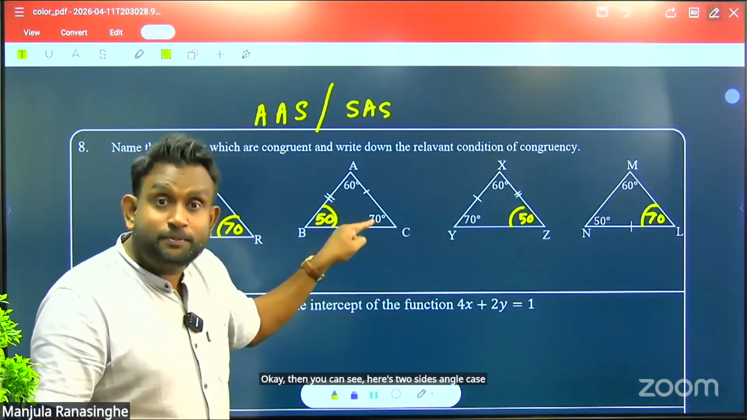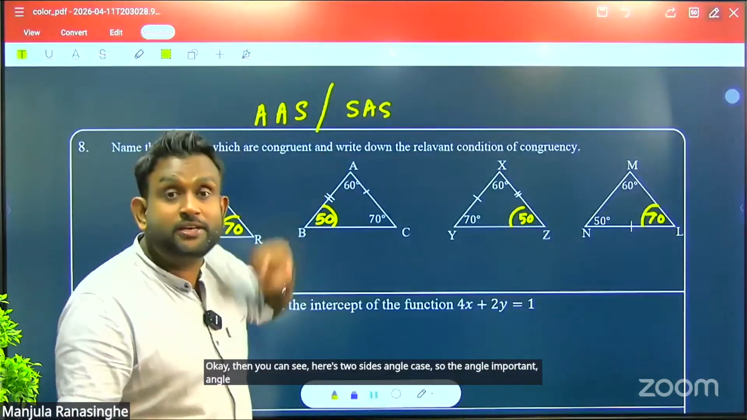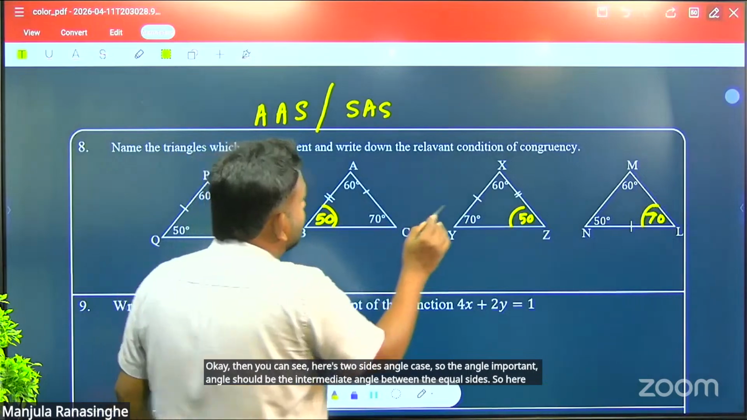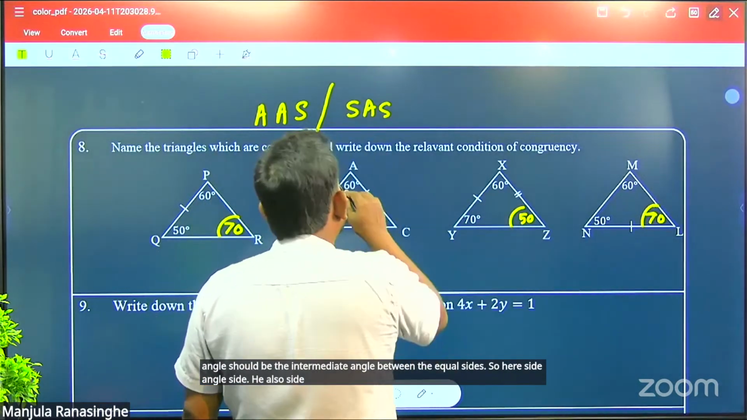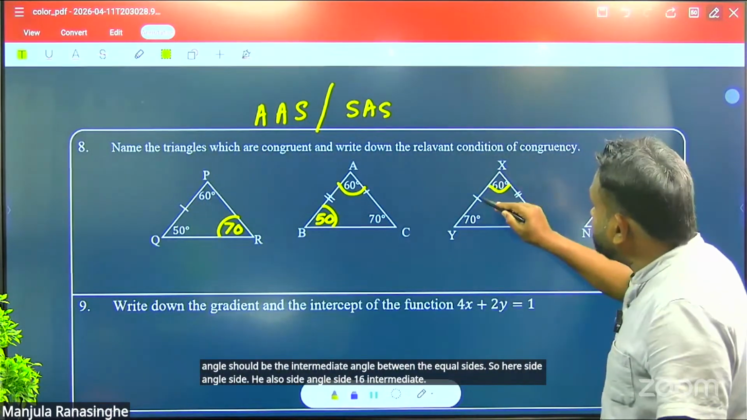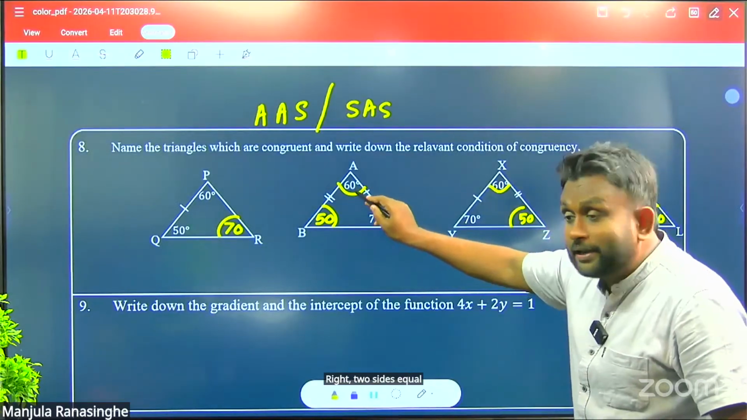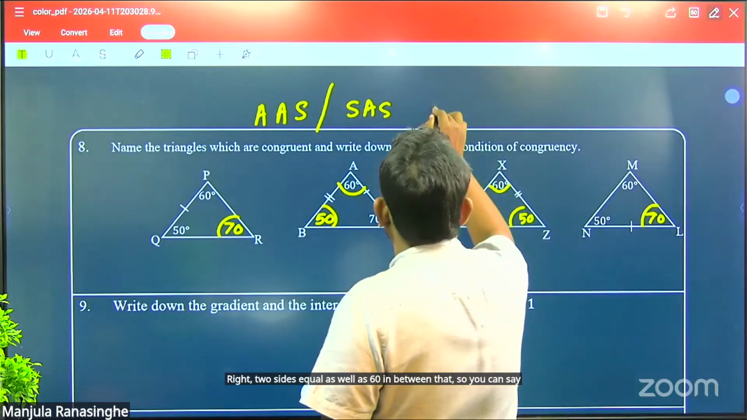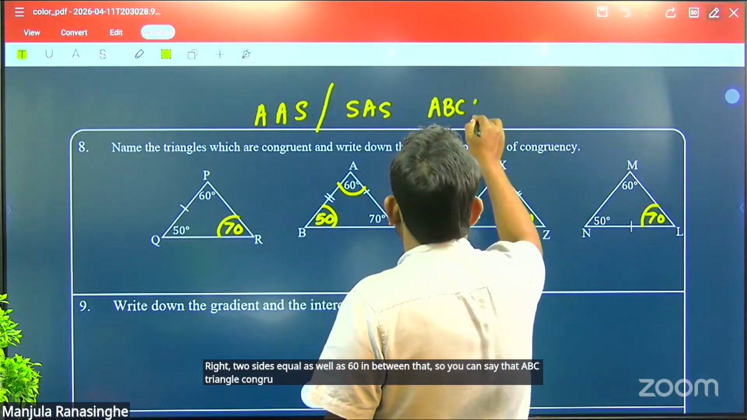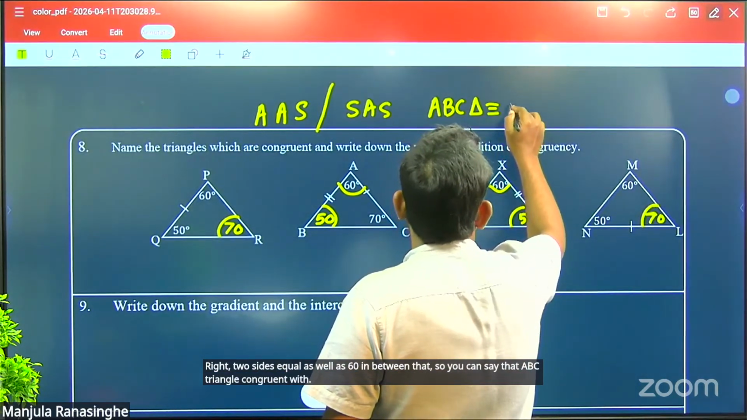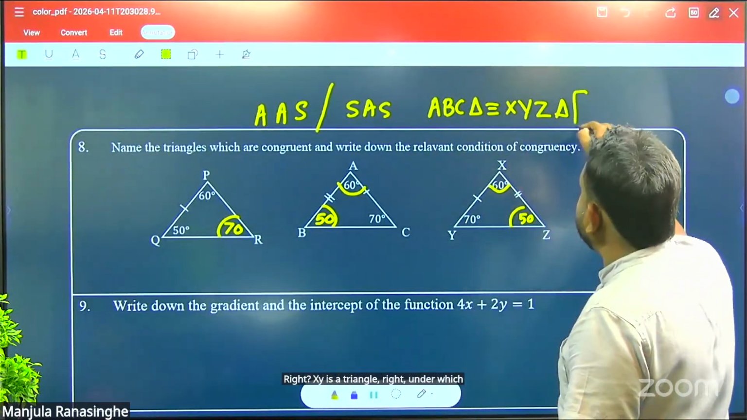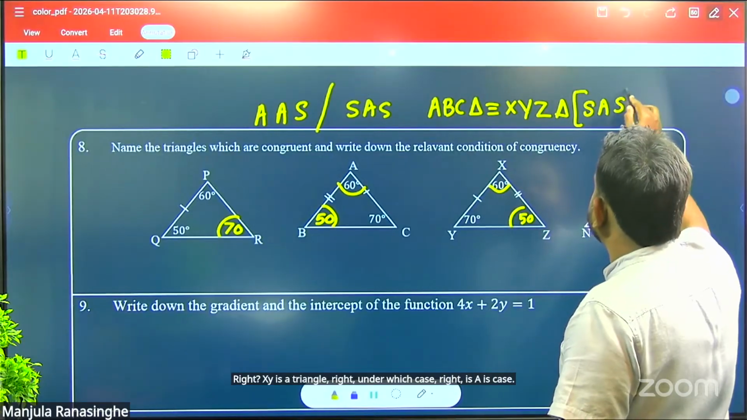For the two sides and angle case, the angle is important: it should be the included angle between the equal sides. So here side-angle-side, and here also side-angle-side, with 60 in between. So you can say that triangle ABC is congruent with triangle XYZ under the SAS case, side-angle-side.